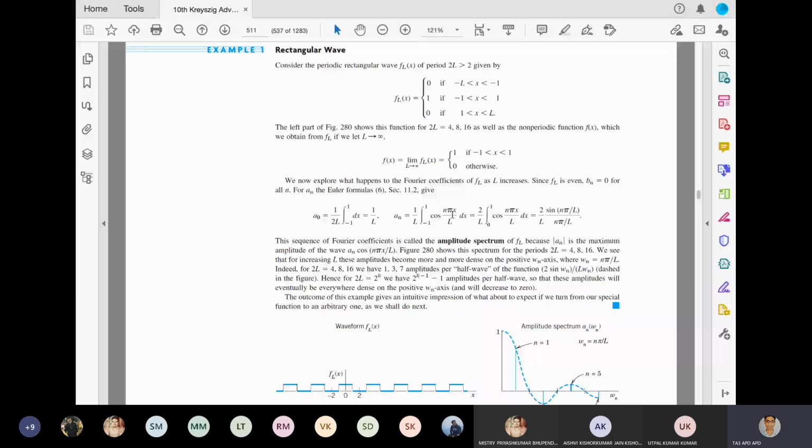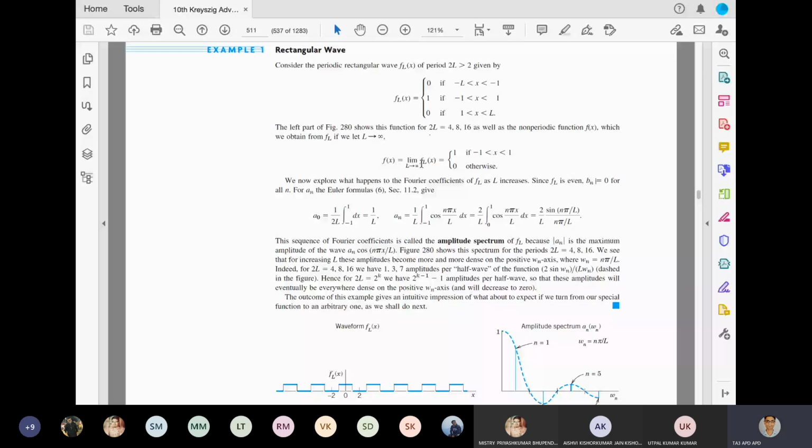If you expand this, this is again an even function, so this is going to be equal to 2 times the integral from 0 to 1. So 2 upon L, integral from 0 to 1 of cos(n pi x by L) dx. The integration of this would be sin(n pi x upon L) divided by n pi by L. So we have the an value, we have the a naught value. Now we want to see what happens if you take L tends to infinity.